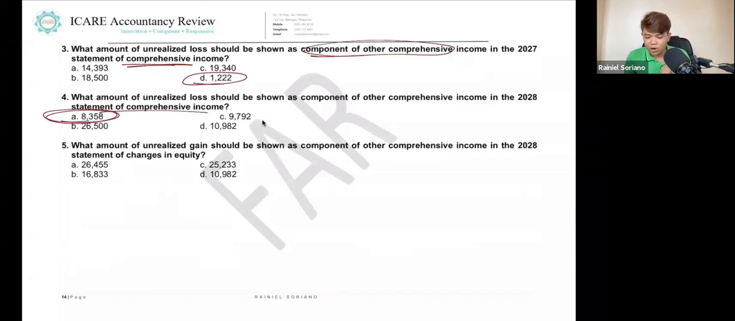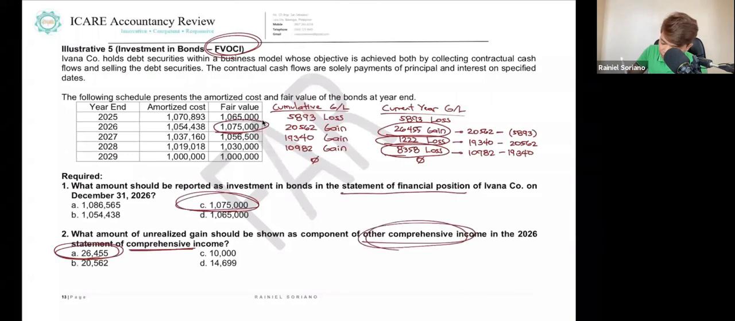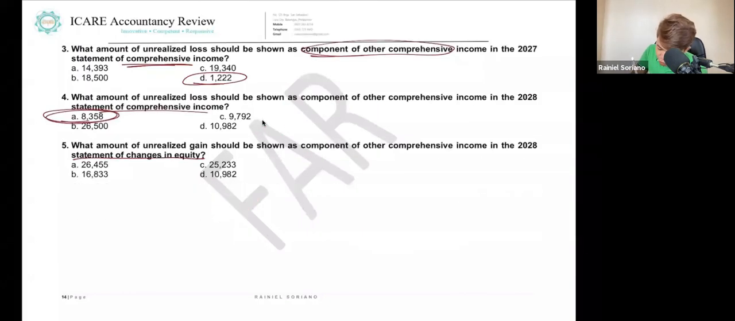Number 5, what amount of unrealized gain should be shown as component of OCI in the 2028 Statement of Changes in Equity? Gaya ng na-discuss kanina, kapag Statement of Changes in Equity, cumulative yan. Magkano yung cumulative sa 2028? That's 10,982. So 10,982 or delta will be the final answer here in requirement number 5. Okay? So that's the last problem here in bond investment FVOCI.